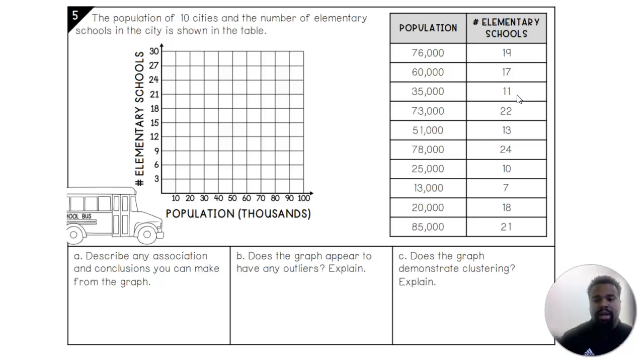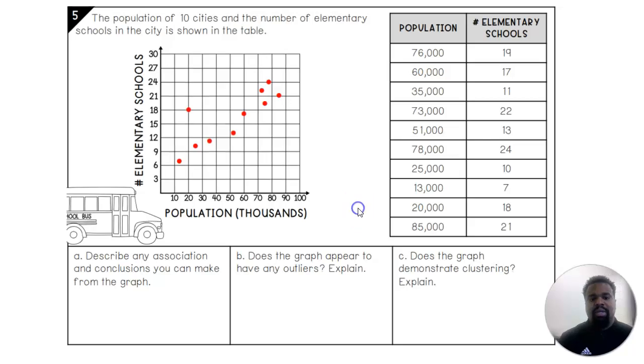Think about your ordered pair. If we plot each one of these as we would an ordered pair, then this is how your points will look. This is how our data points will look. And so based on the graph, we can use this graph to answer questions.